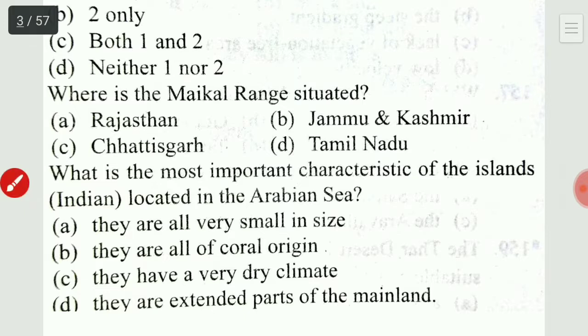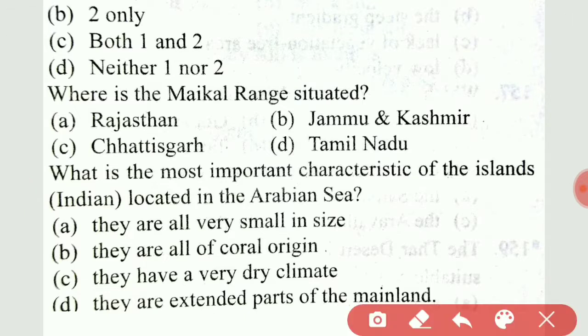Where is the Maikal range situated? The right answer is option C, Chhattisgarh. Maikal range is situated in Chhattisgarh.